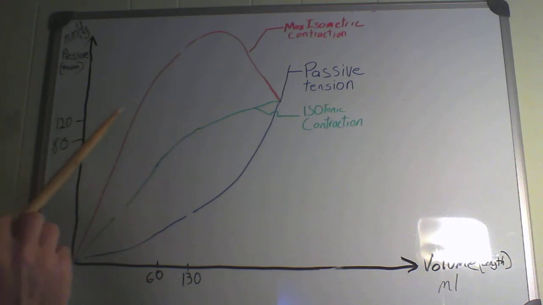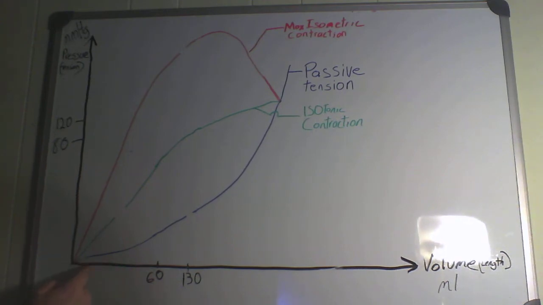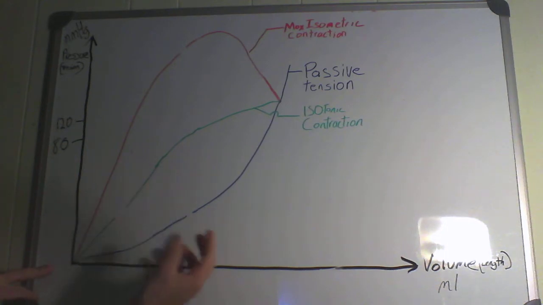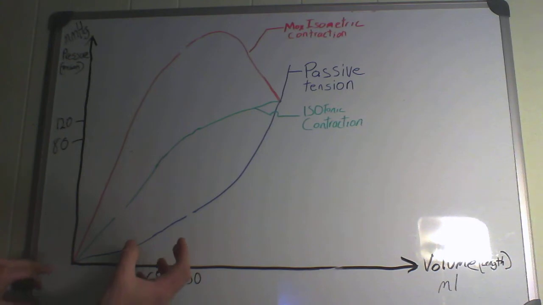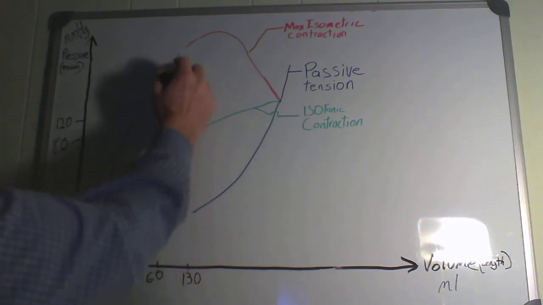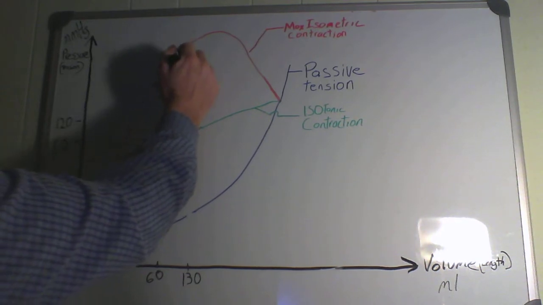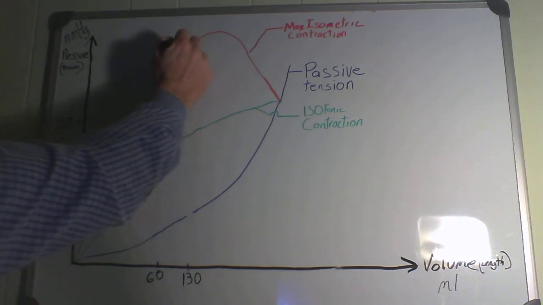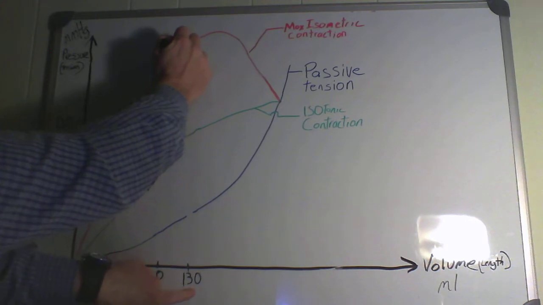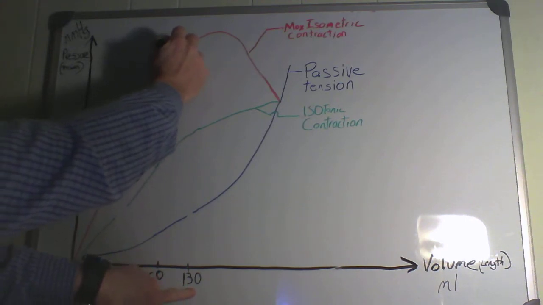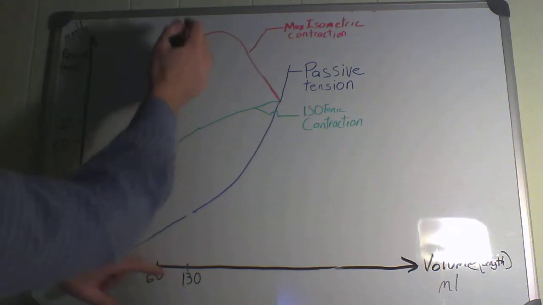What are they? The max isometric contraction, basically what it is, at each point you would fill the heart up with a specific amount of blood. Like for instance here you'd fill it with a starting value of 130 milliliters in the heart, and then when it contracts, this is the max output that the heart can generate when it has an initial volume of 130 milliliters. So since we're going to use that, I'll plot that point.